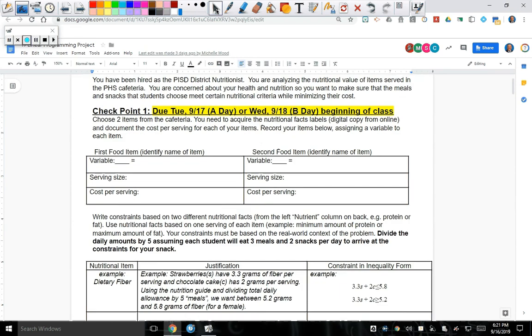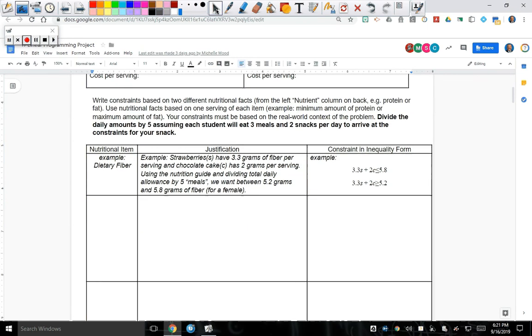And you'll see this on the labels, guys, whenever you read the labels and whatnot. So here's an example here. The nutritional item I could choose is fiber. Okay? And the justification could be strawberries have 3.3 grams of fiber per serving, whereas chocolate cake, and notice I'm using S for strawberries and C for chocolate cake, has 2 grams per serving.